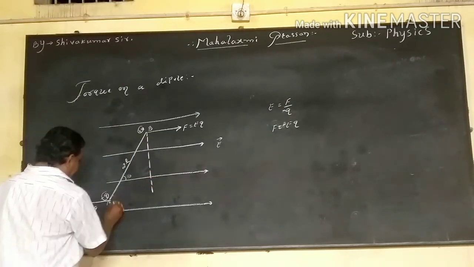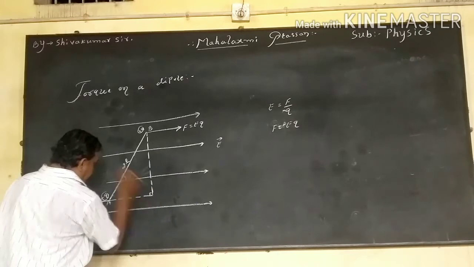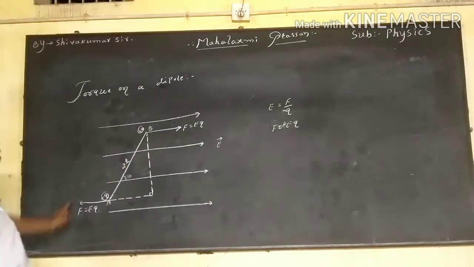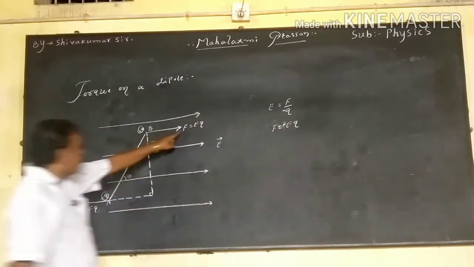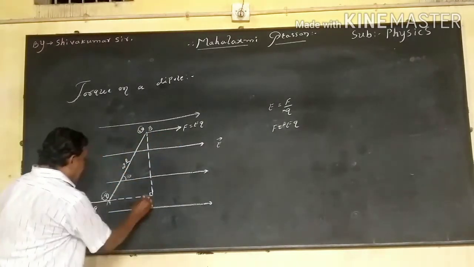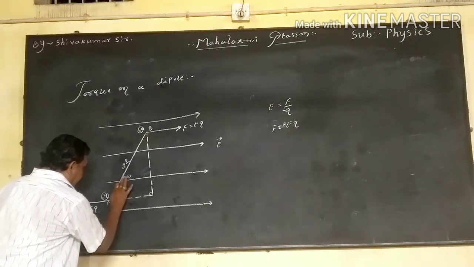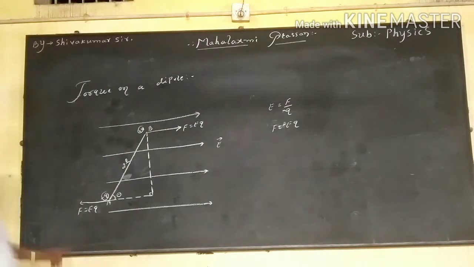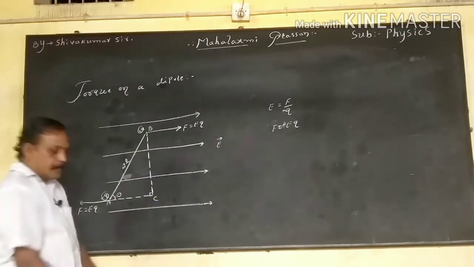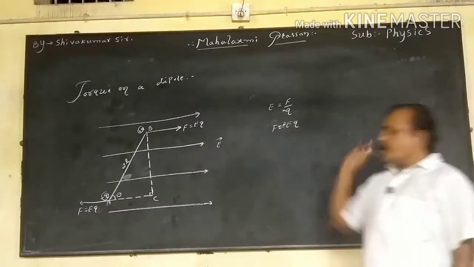To have the torque, I drop the perpendicular from this force and extend this force. Now this is nothing but the perpendicular distance for both the forces. For this force, this is a perpendicular distance. For this force, this is a perpendicular distance. So theta. Now corresponding angles are equal, theta. I call this C. Is it clear? Then I go for calculation of the torque.